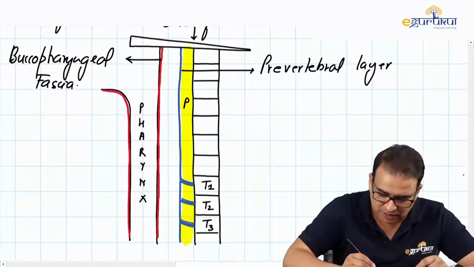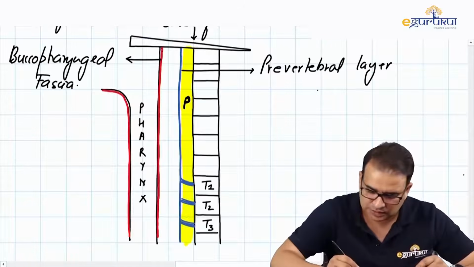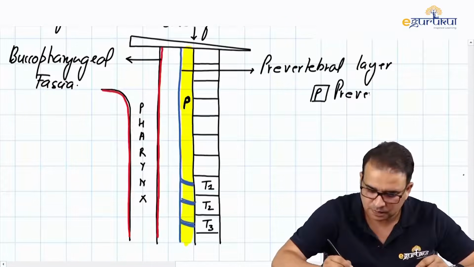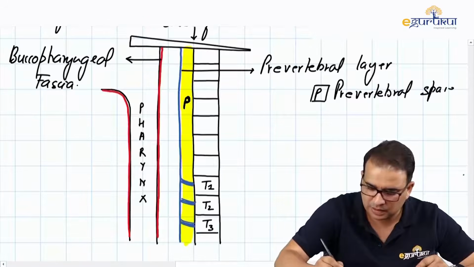So this space here, I'm writing P for it. This is a prevertebral space. So guys, the P here represents the prevertebral space.